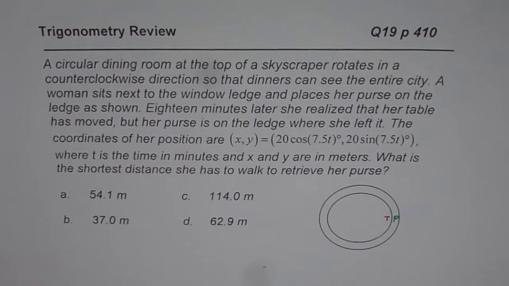18 minutes later, she realizes that her table has moved, but her purse is on the ledge where she left it. The coordinates of her position are xy equals 20 cosine 7.5t, 20 sine 7.5t. These are in degrees, where t is time in minutes and x and y are in meters. What is the shortest distance she has to walk to retrieve her purse? 4 options are given to you.